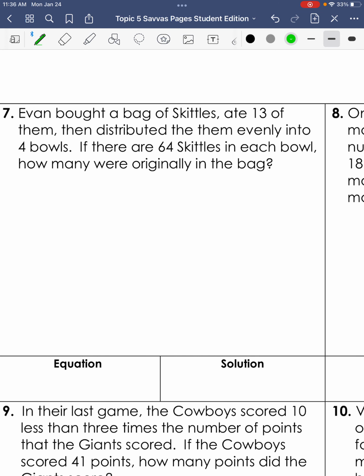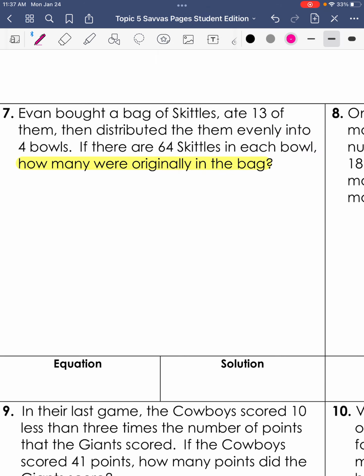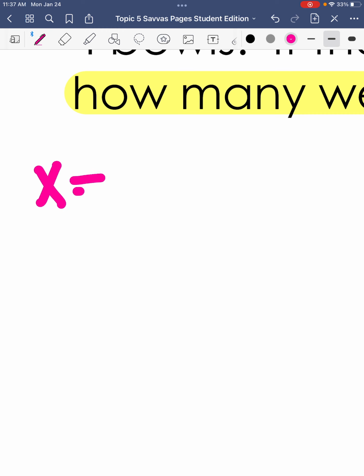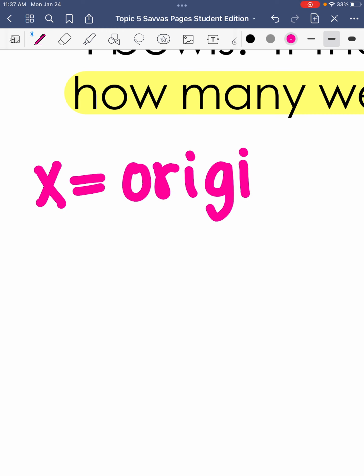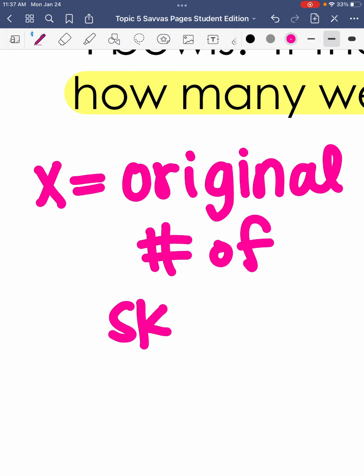So Evan bought a bag of Skittles, ate 13 of them, then distributed them evenly into 4 bowls. If there are 64 Skittles in each bowl, how many were originally in the bag? Okay, so we're trying to answer this question here. So let's first define our variable. So our variable needs to represent the number of Skittles in the bag, right? The original amount of Skittles. So x equals the original number of Skittles.